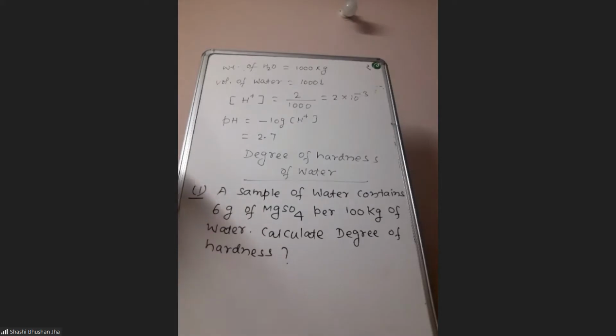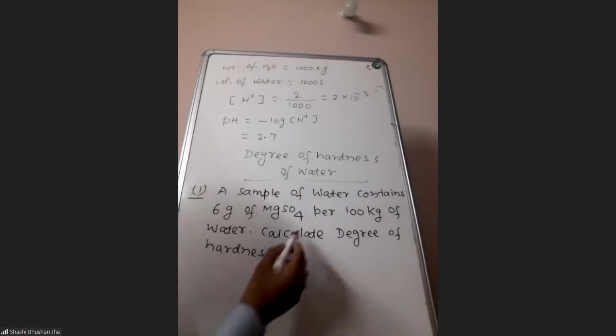50 ppm. Can you tell again? 50 ppm. Right. So all of you must have got it. So how have you calculated? You must have calculated the number of moles of magnesium sulfate first, right? In 100 kg of water.